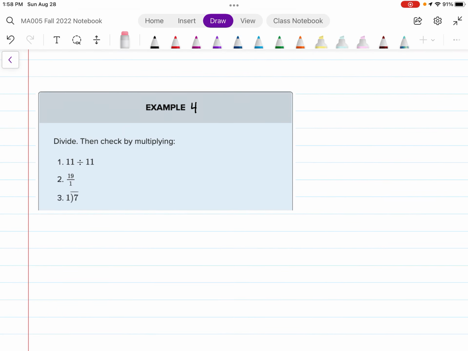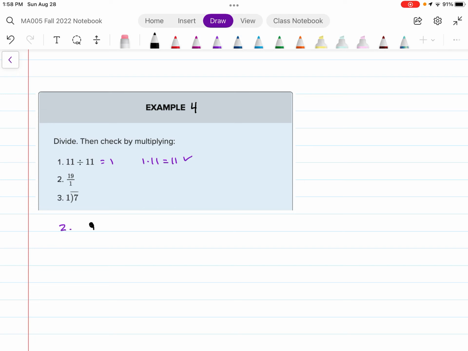All right, so example 4 is just the exact same thing that we just did. So we've got 11 divided by 11 equals 1. And if we are going to check, it would be 1 times 11 equals 11. Yep, that checks.